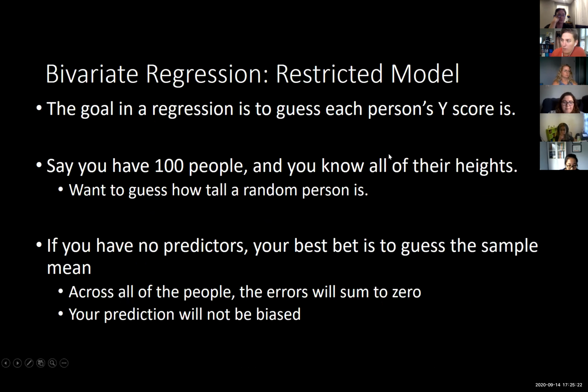So if I have 100 people and I know how tall everybody is, and I want to guess how tall everybody is, that's my y, and I don't know anything else about them, my best guess is the mean of the sample. So across all the people, if I've guessed the mean as being everybody's height, I'm going to be wrong for just about everybody, first of all. But the errors are going to sum to 0. I'm going to overestimate some people and I'm going to underestimate some people. So those errors are going to sum up to be 0. And so my prediction isn't biased in that way.